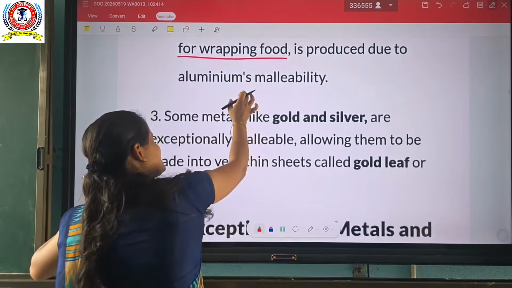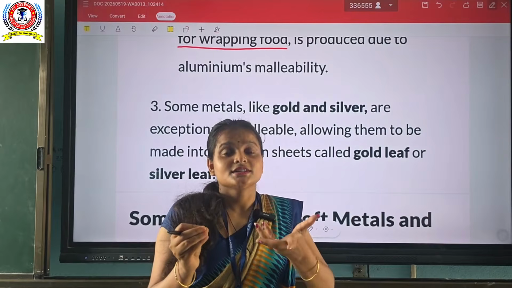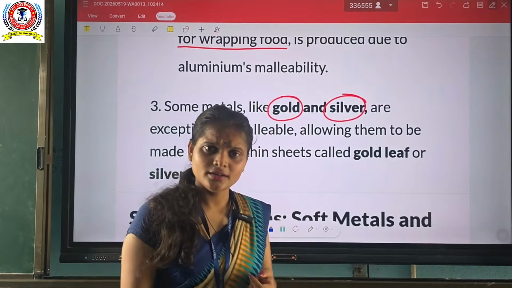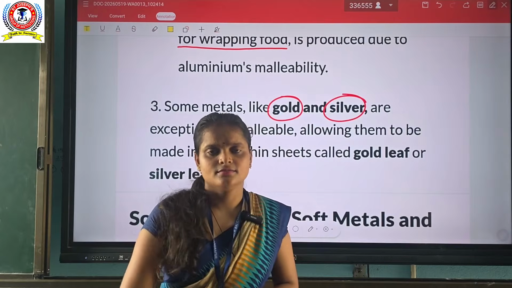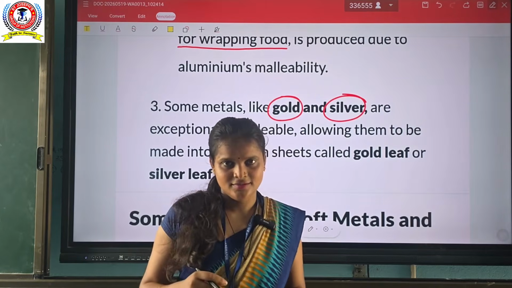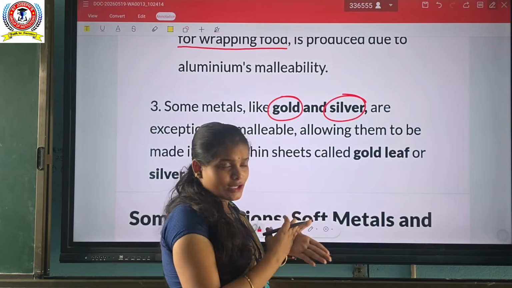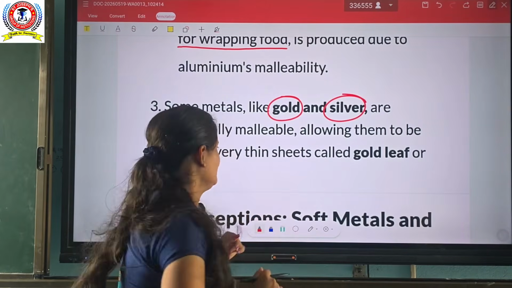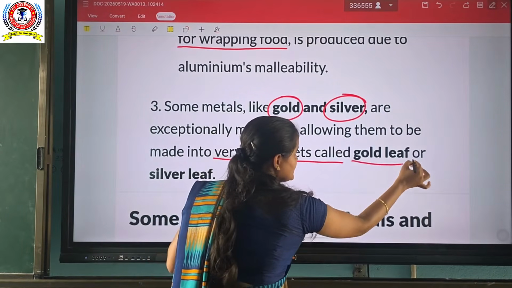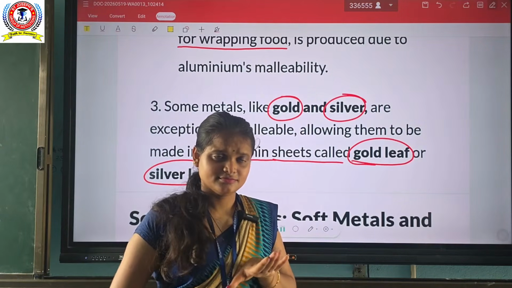Like other metals, gold and silver have the malleability property. We wear different jewellery like bangles, necklaces and earrings, which have different designs. How are the different designs made? They have ductility and malleability, so they are beaten into thin sheets and different designs are made on them. They are made into very thin sheets called gold leaf and silver leaf. Is it clear or not? Very good.